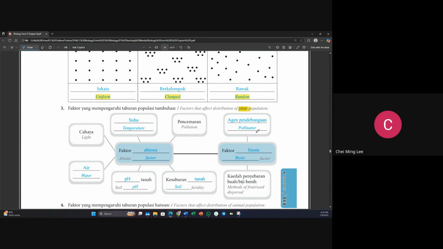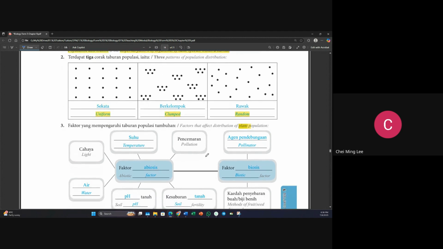Pollinators are those who will bring, not really seed, but the gamete from one plant to the next one. Sometimes the bees, wasps, and maybe some birds. All this, and also the method of fruit or seed dispersal.